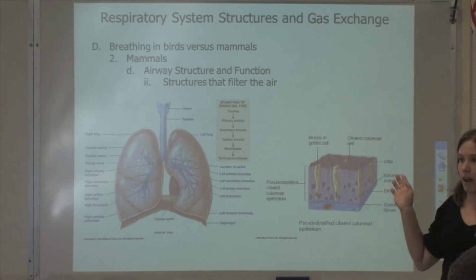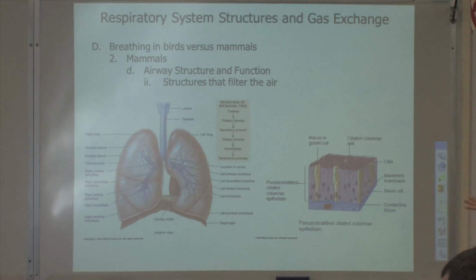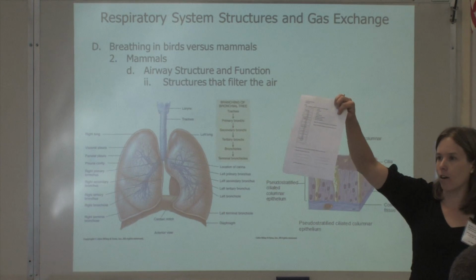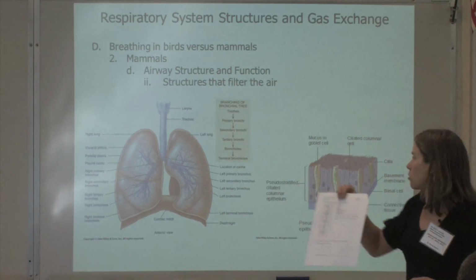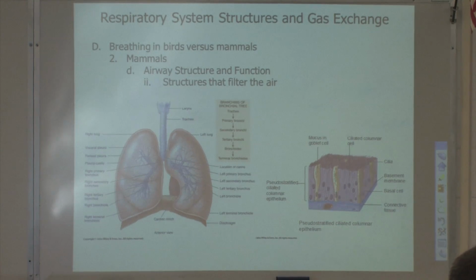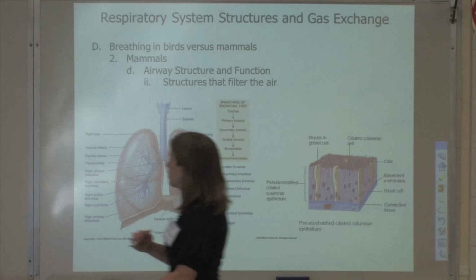That's what we're going to do next, is where you find the pseudostratified ciliated columnar epithelial tissue with goblet cells. So your blanks are where it's found that we're going to fill in. So structures that help to filter the air, so structures that have this epithelial tissue, the nasal cavity does. The nasopharynx does.